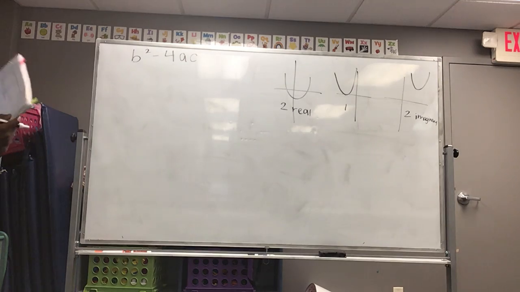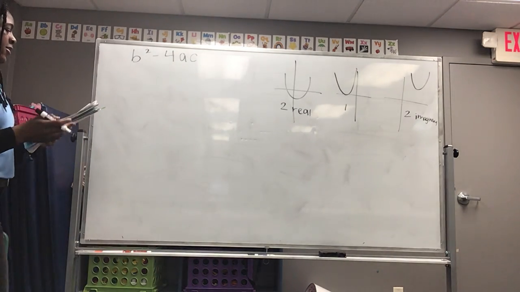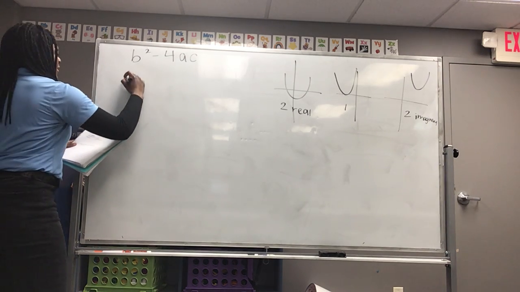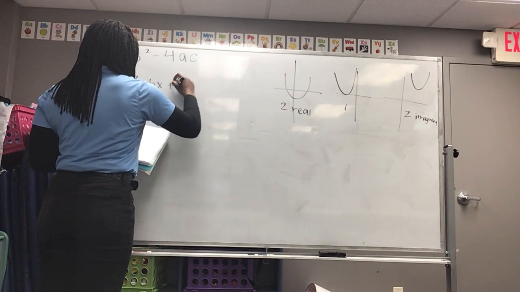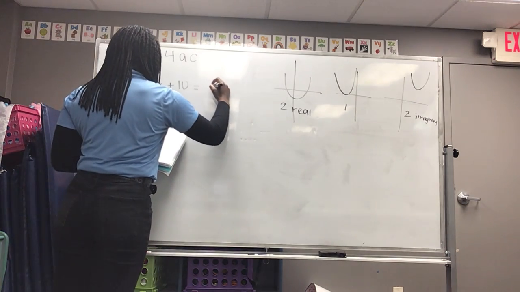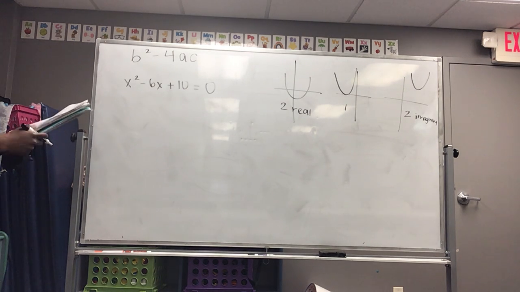Okay, so I'm actually gonna throw some examples up here. I'll leave that up here. Okay, so let's say that I have this equation, x squared minus 6x plus 10 is equal to 0. And then we're going to find the discriminant and describe the number and type of solutions to the equation.